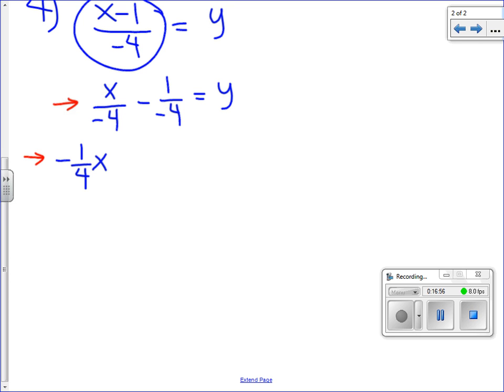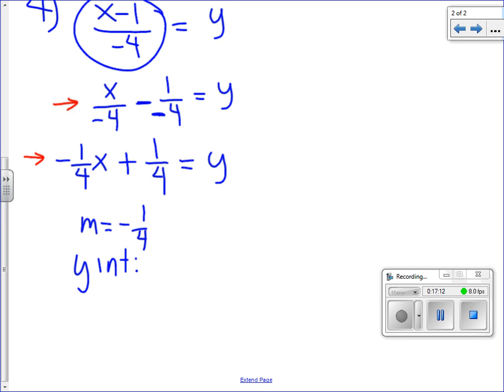And now, if we divide a negative over a negative, what do we get? Positive. So that will be positive 1/4. Now, could you tell me quickly what is the slope for this linear function? Negative 1/4. And the y-intercept is? As a point, the x-coordinate should be what? 0, because it's on the y-axis. And the y-coordinate is 1/4.